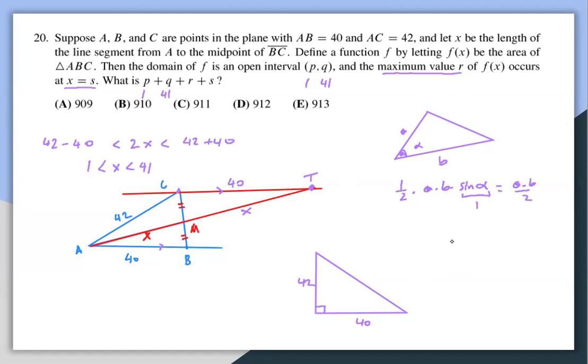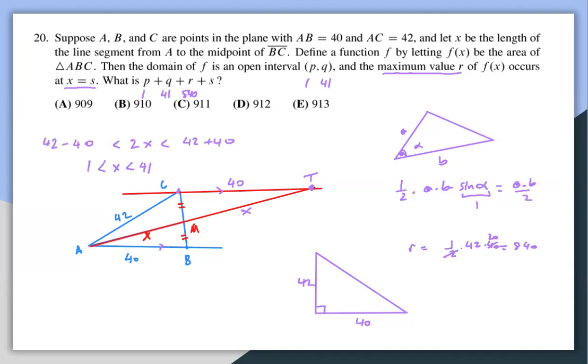So that is kind of obvious. So 1/2 times 42 times 40. We can take half of this, so that should be 20, and this gives 840. So the area is 840, which is the largest number. And the question is, what is S, right?